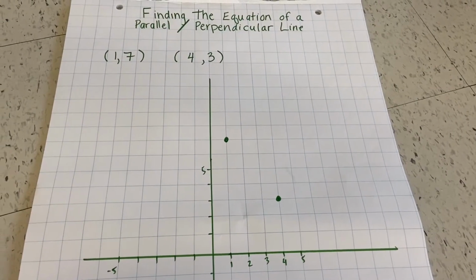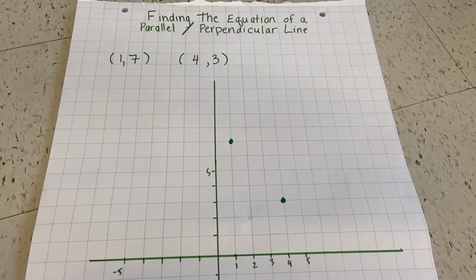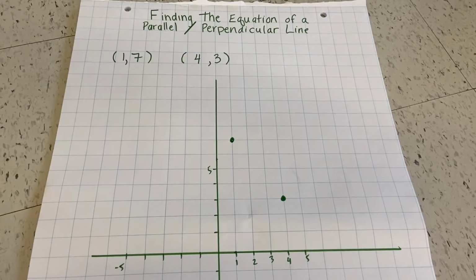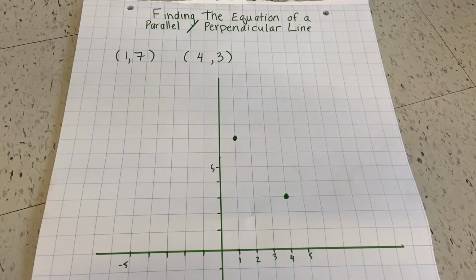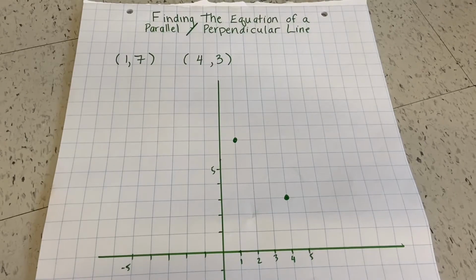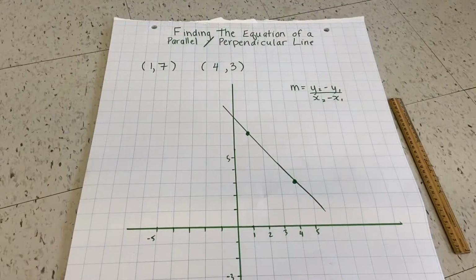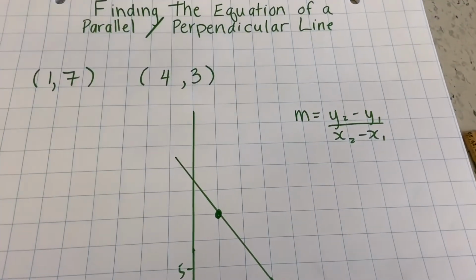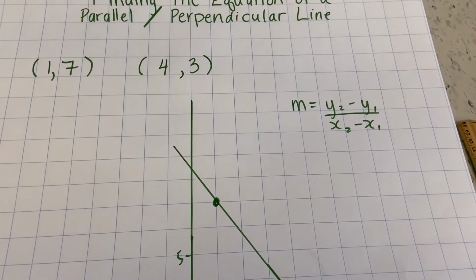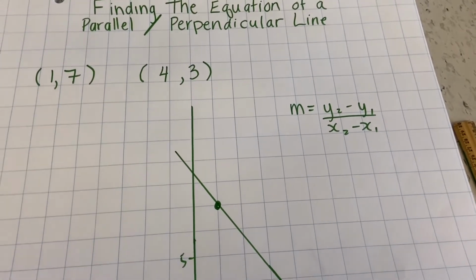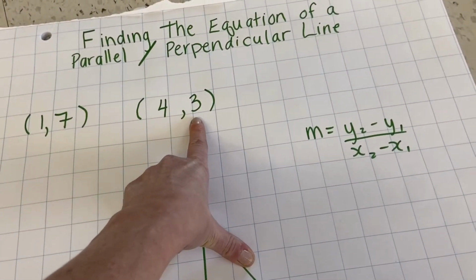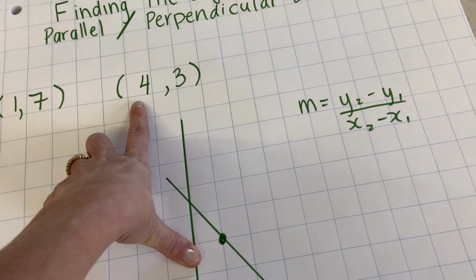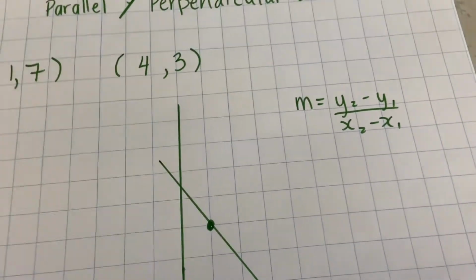I'm going to start off with these 2 points, the point (1, 7) and the point (4, 3). What I want to do is connect these 2 points, and then find the equation of the line going through those 2 points. I've connected the 2 points, and I've written down the equation for slope. Slope is equal to y2 minus y1 over x2 minus x1. So I want to take my second y minus my first y and then divide by the second x minus the first x.